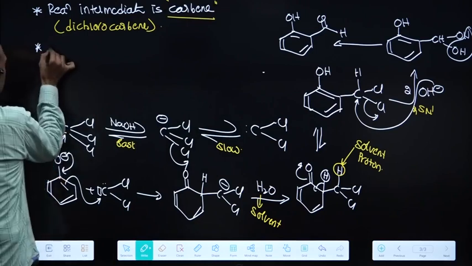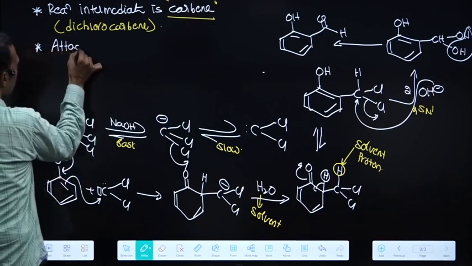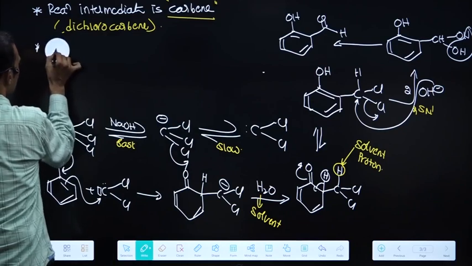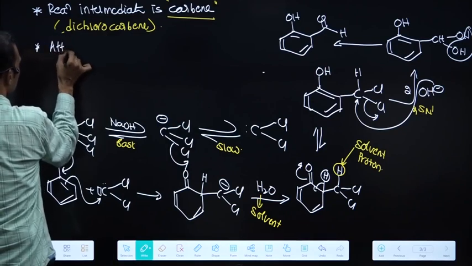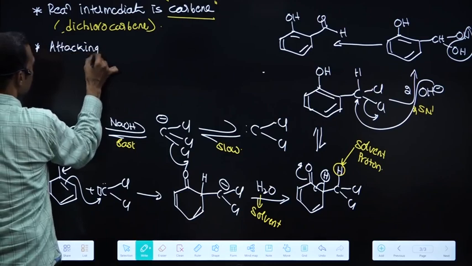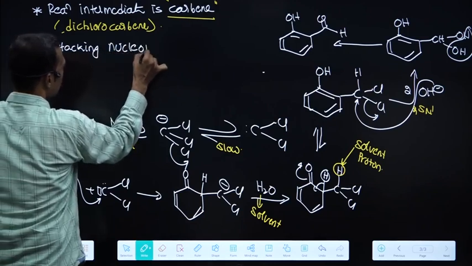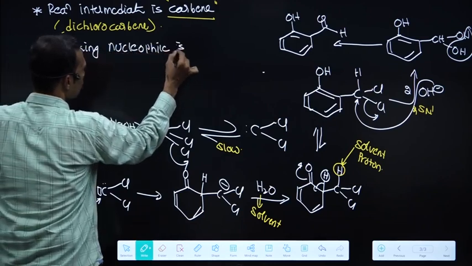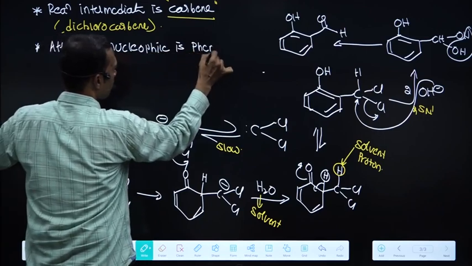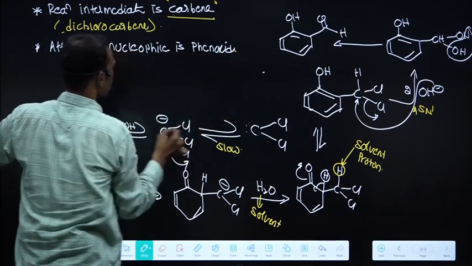Okay. Attacking nucleophile. So which is the attacking nucleophile? The attacking nucleophile is the phenoxide ion.